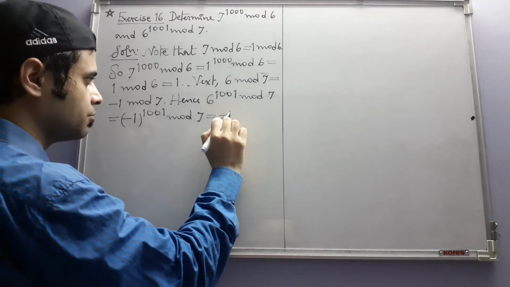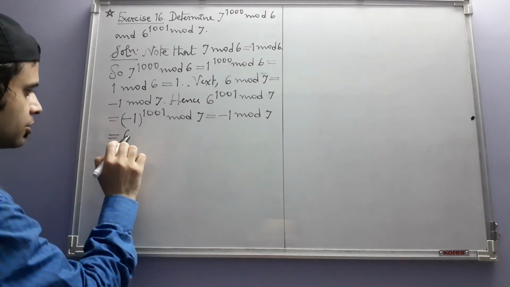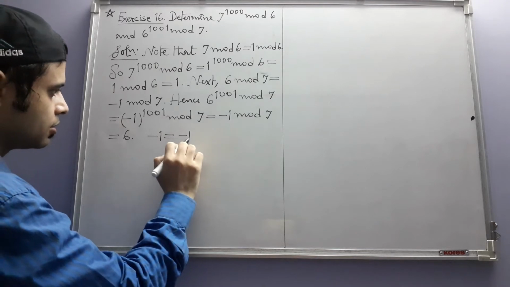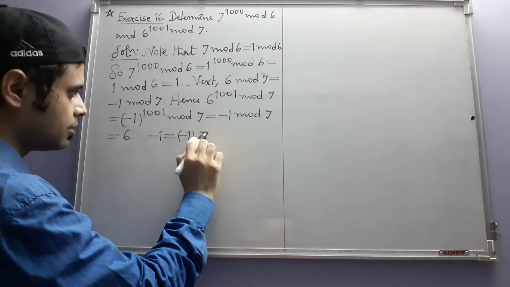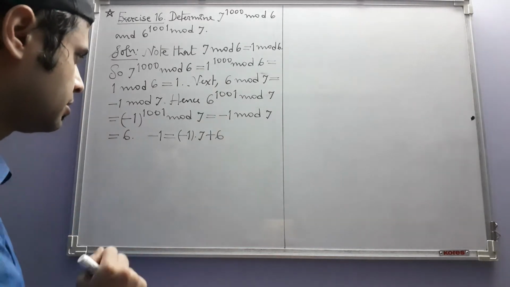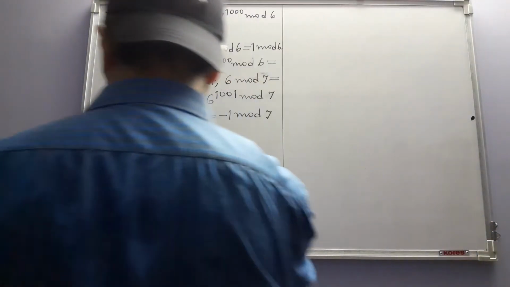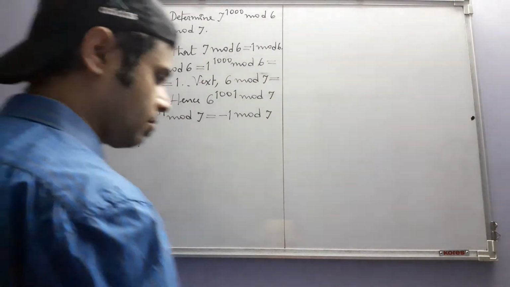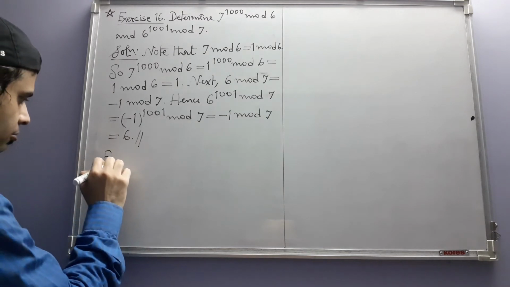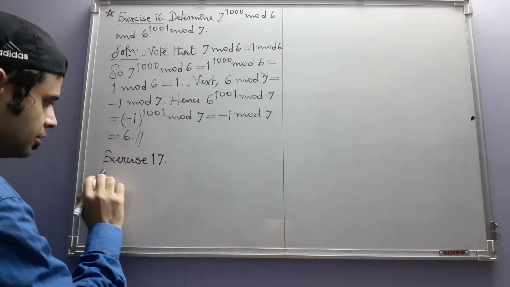1001 is odd, so we will have minus 1 mod 7, and minus 1 mod 7 is 6 because minus 1 is equal to minus 1 times 7 plus 6, where 6 is non-negative and less than 7, so 6 is the remainder. So this completes the solution. Next exercise, 17.